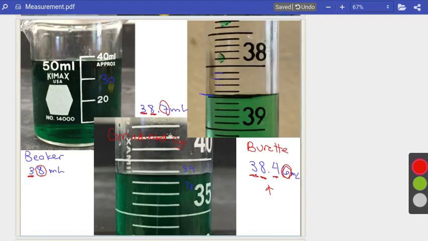That means that you had a quality measuring device and a quality scientist taking those measurements who knew how to read the glassware correctly. We will get into talking specifically about how to count sig figs, but just so you know, it only gets tricky when you're dealing with zeros. The beaker produced only 2 significant figures. The graduated cylinder produced 3 significant figures. And the burette produced 4 significant figures.